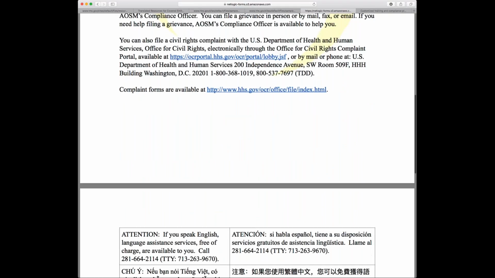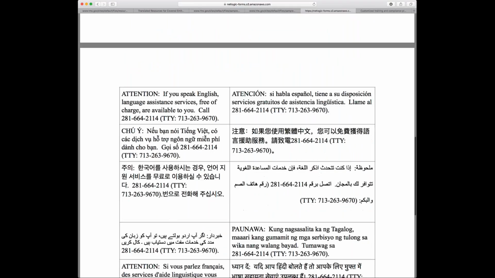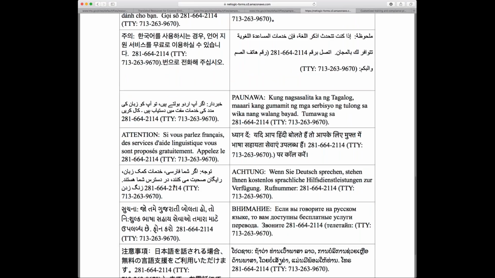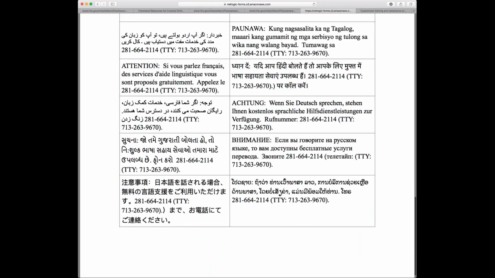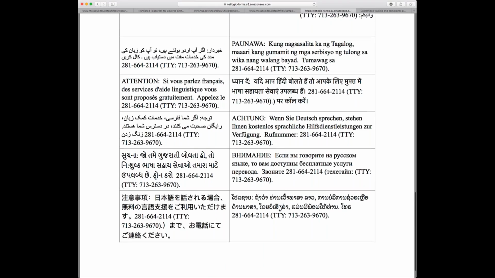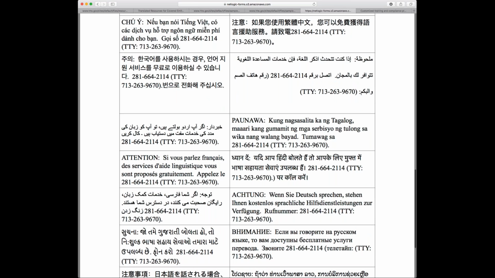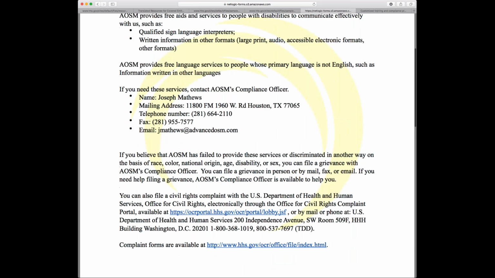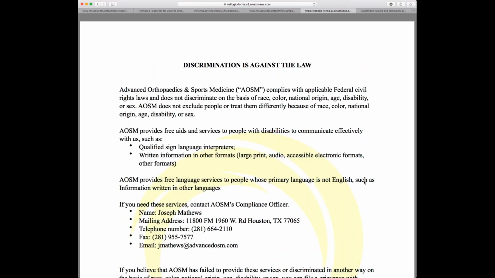So again, if you speak English, if you speak Spanish, if you speak Korean, if you speak Arabic, there are different language assistance services. Here's German, okay? Here is French. So those different language assistance services and the ability to request them are what are called taglines. And those need to be included as part of the postings that we're doing. So that's where we're doing this within this group.